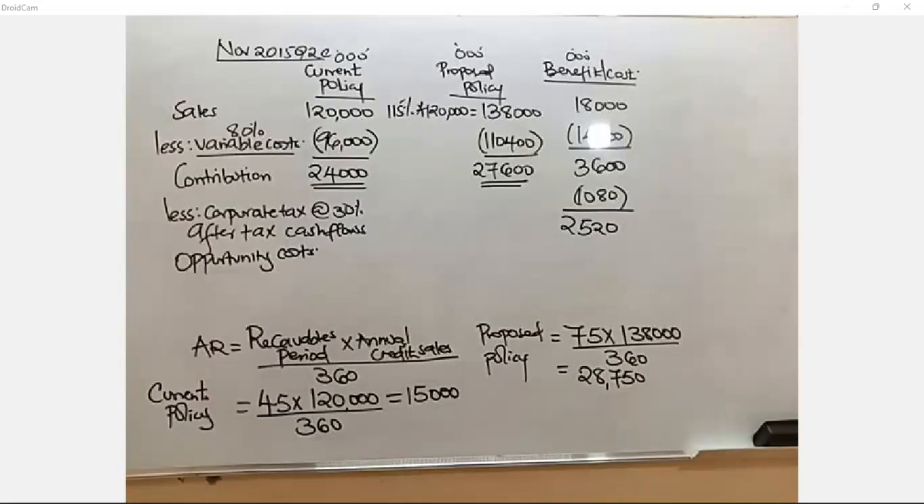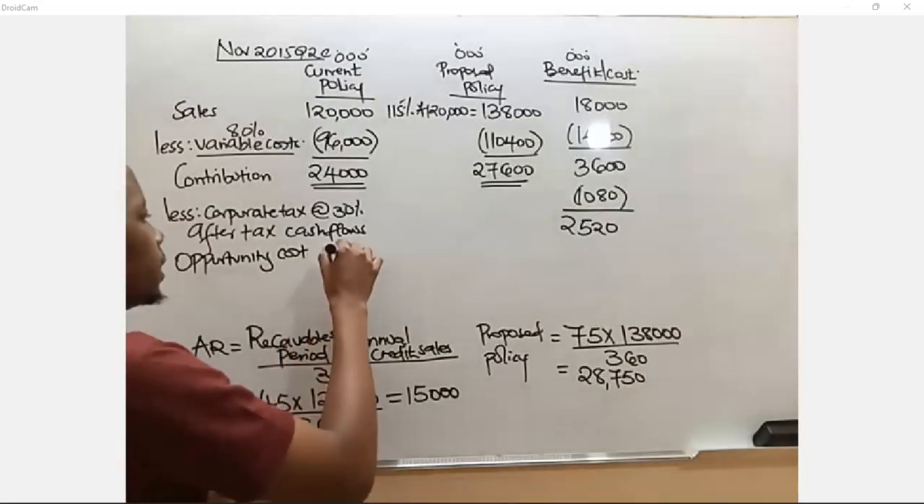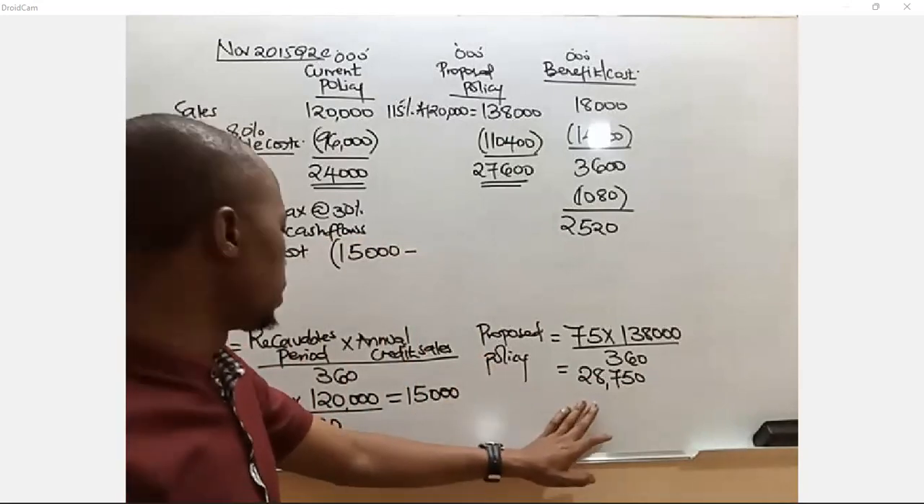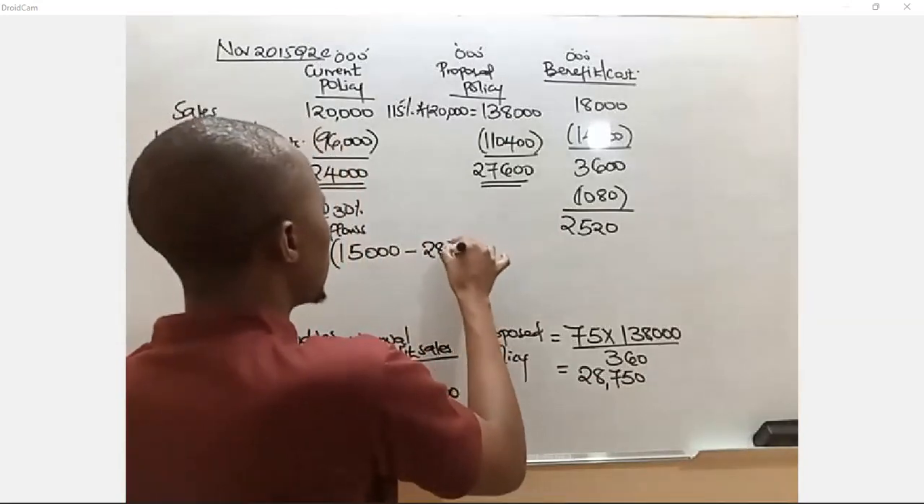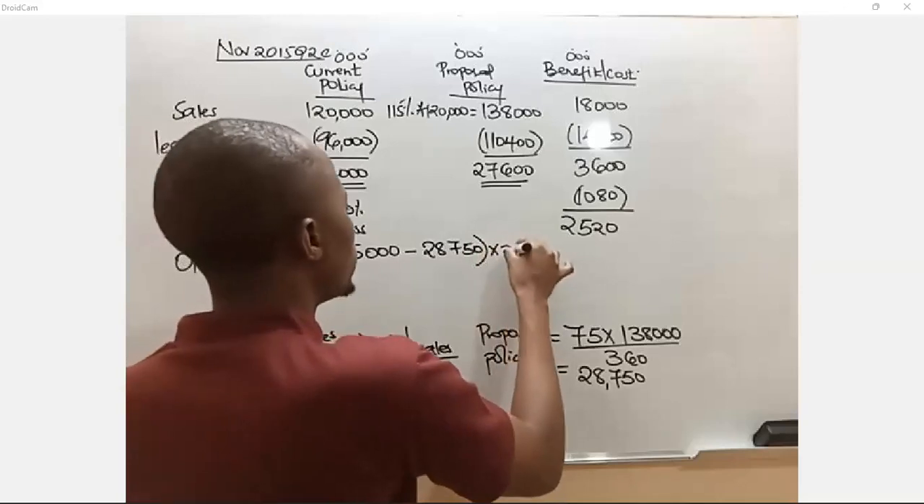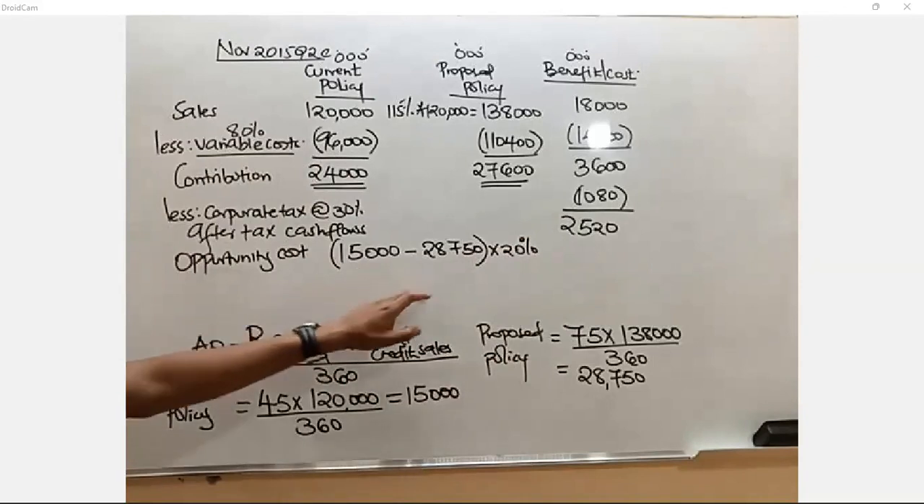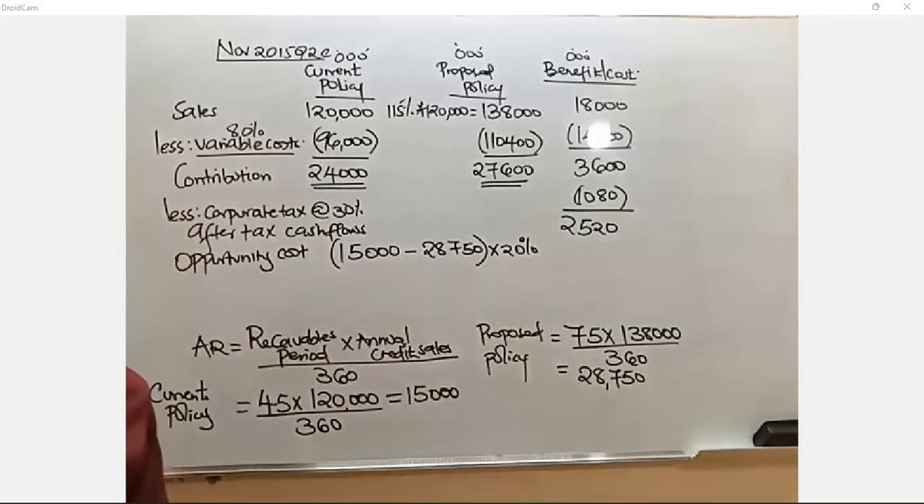And we are being told very well that the company's required rate of return on these receivables will be 20%. So to calculate your opportunity cost, you look at the average receivables under the current policy, you find it is 15,000, right? Minus the proposed policy average receivables of 28,750. Then you multiply this by 20%. What you are supposed to be getting here should be your opportunity cost. How much is the answer?